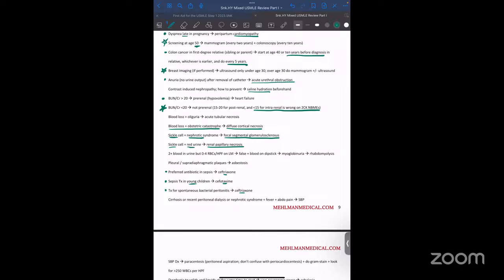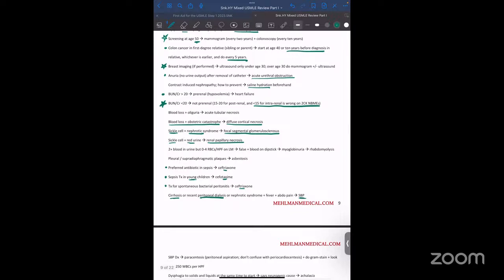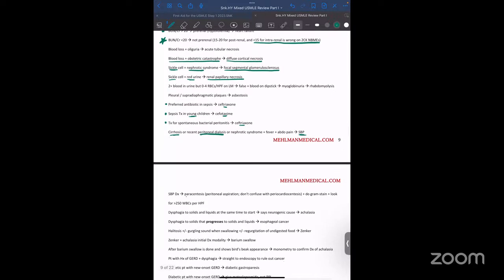Cirrhosis or recent peritoneal dialysis or nephrotic syndrome plus fever plus abdominal pain. So there's fluid that gets infected in spontaneous bacterial peritonitis. For SBP diagnosis, we need to do paracentesis, which is peritoneal aspiration. Do not confuse it with pericardiocentesis. So paracentesis, then do gram stain. Look for more than 250 WBCs per high power field.